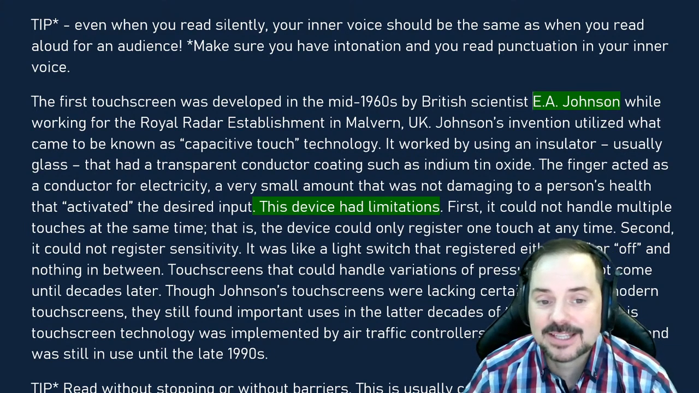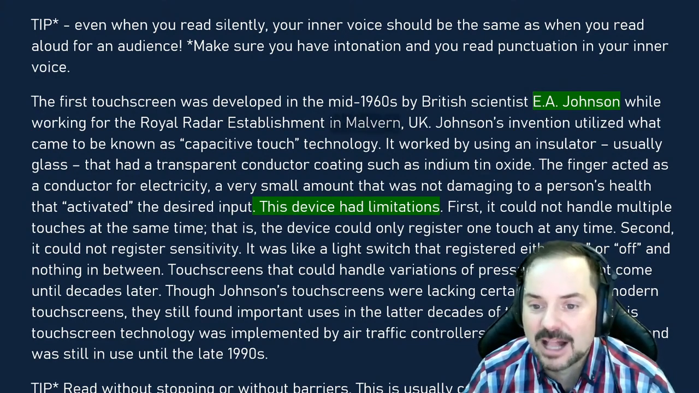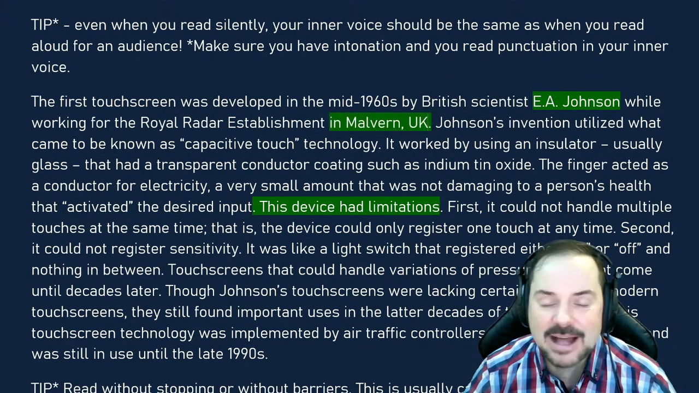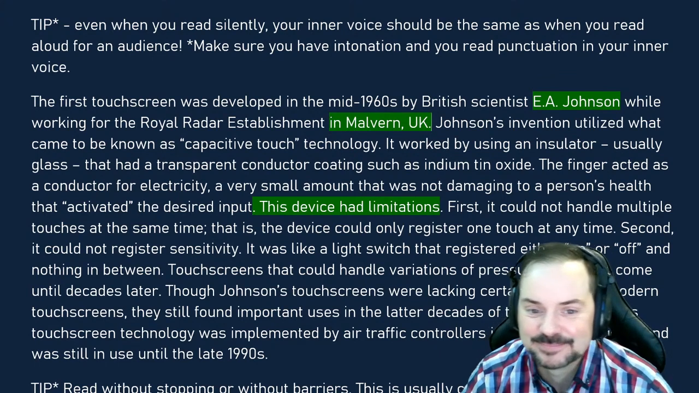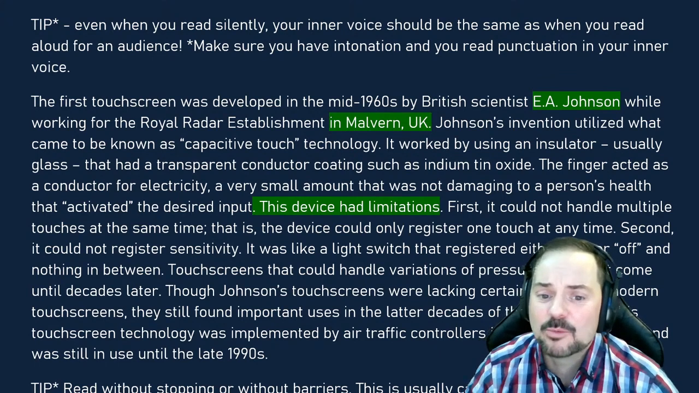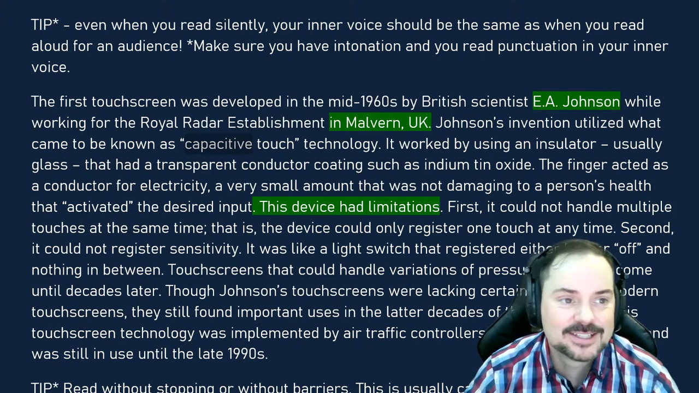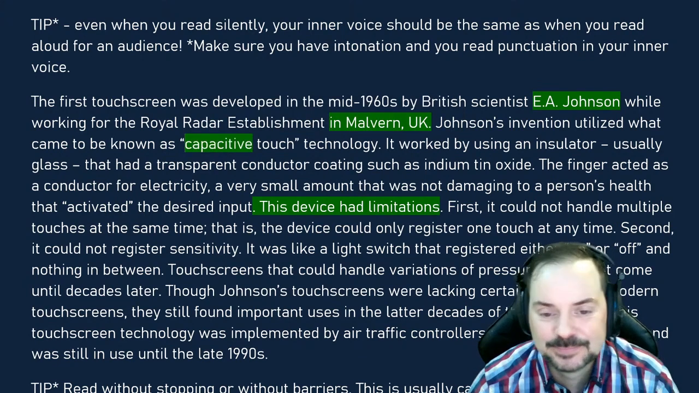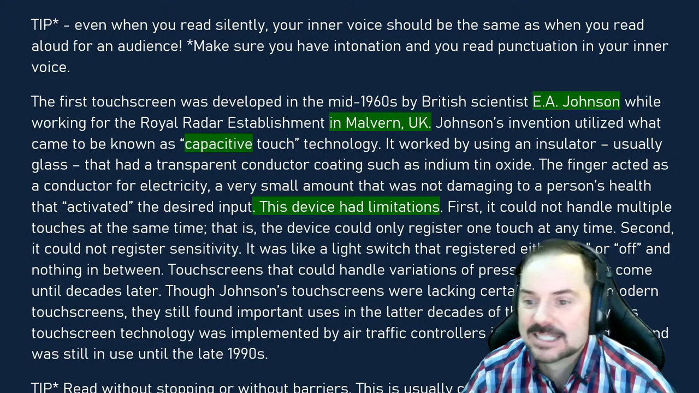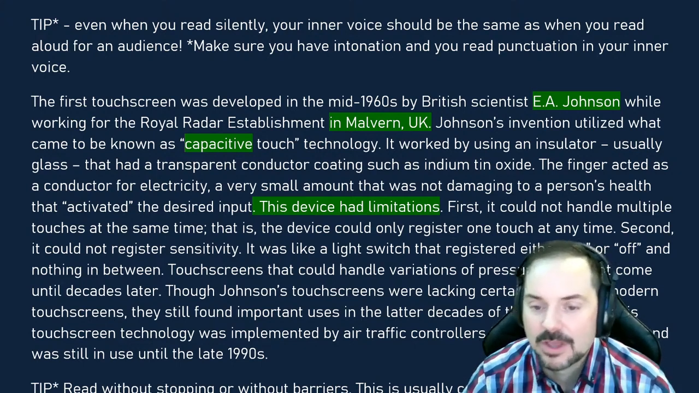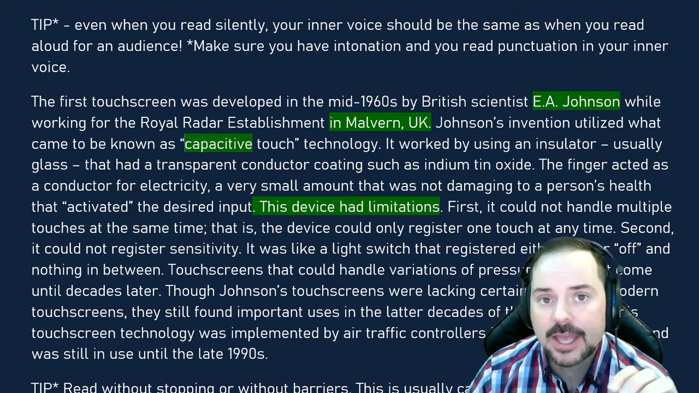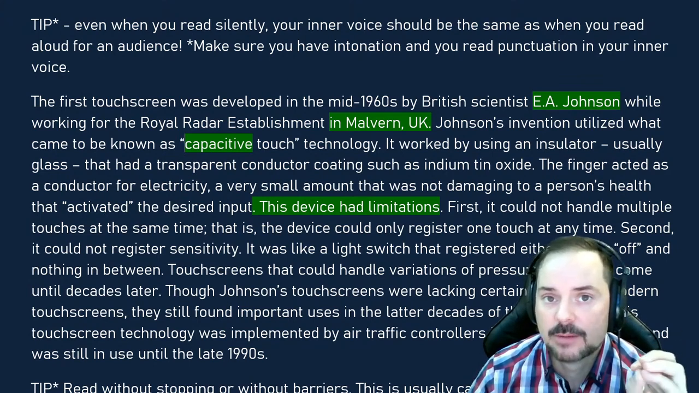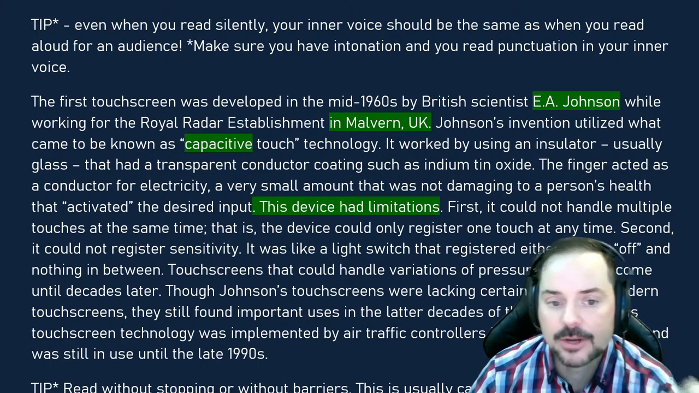Now, this first sentence had more words to trip you up. The Royal Radar Establishment in Malvern, UK. Repeat after me. Malvern, UK. Malvern, UK. And it tripped you up one more time, all within one sentence. Capacitive. Capacitive. Capacitive. So, what you want to do when you're practicing at home is underline any word that's causing you this kind of a problem, read it twice aloud, and then reread the sentence.